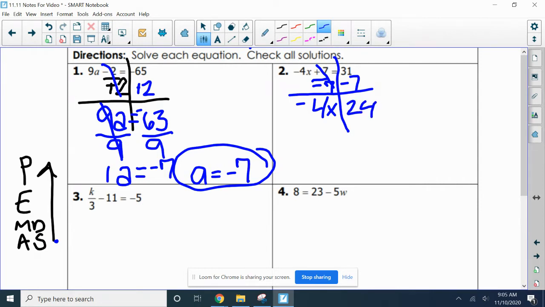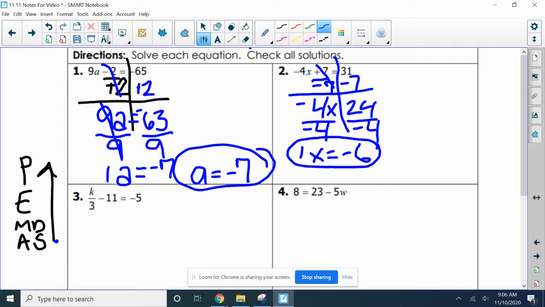So now I have negative 4x equals 24, and we have one of those one-step equations we've been doing. So in order to get rid of times negative 4, we're going to divide by negative 4. And we are left with x equals negative 6, because negative 4 divided by negative 4 is 1, so you could say 1x. And 24 divided by negative 4, well, 24 divided by 4 is 6. A positive and a negative is going to give me a negative.